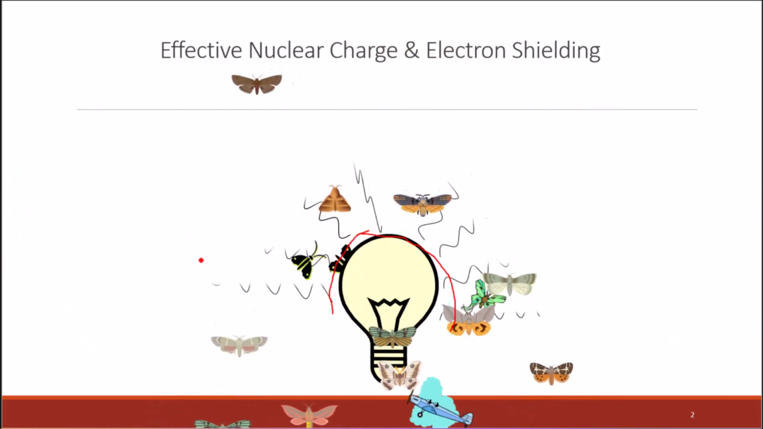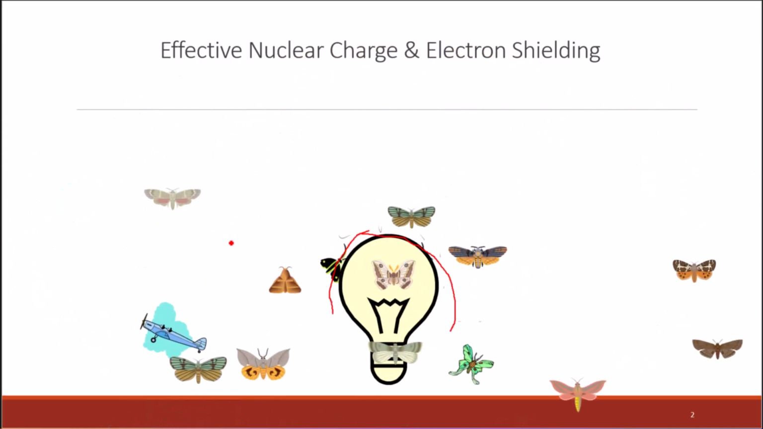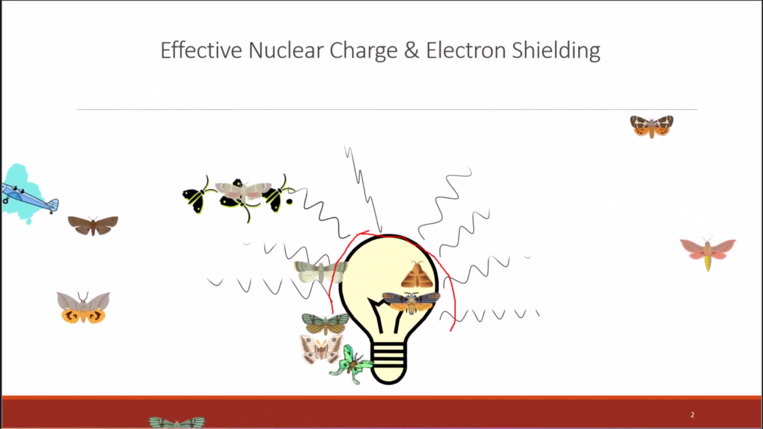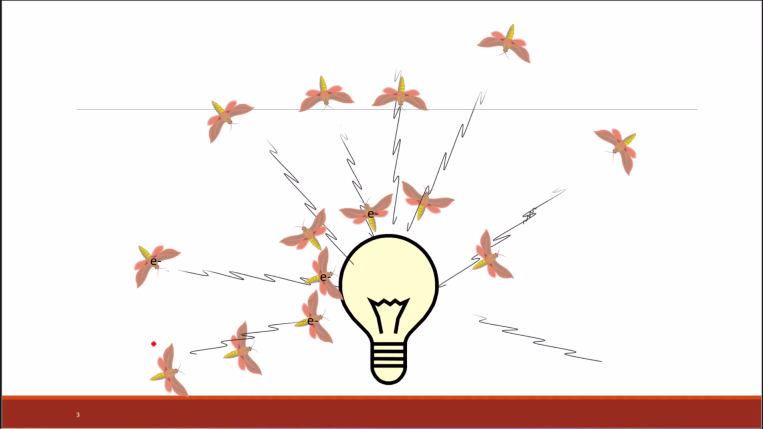But if you're late to the party and you can't kind of get in there, and I notice there is a small airplane flying around there too. If you're late to the party, you don't get the full effect of the light bulb because these bugs out here are kind of robbed from the heat and light of these inner bugs, which are shielding.